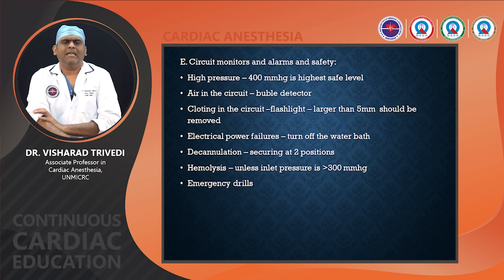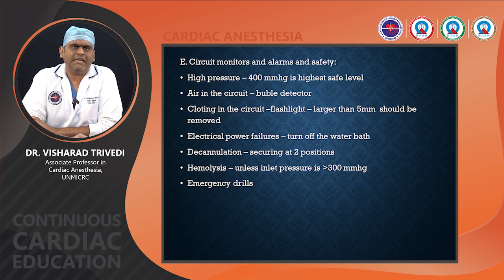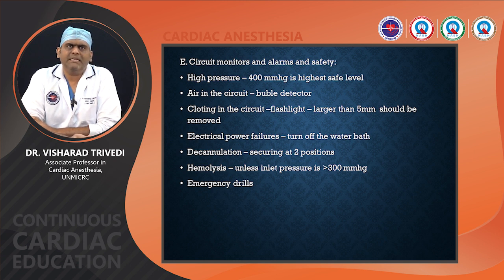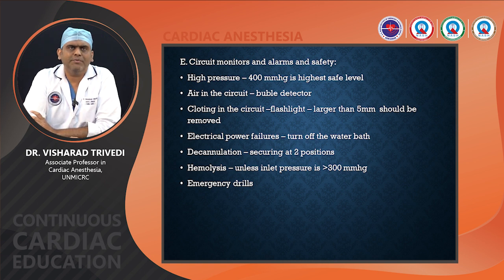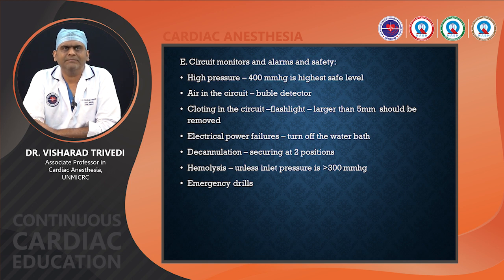Circuit monitors and alarms should be checked every day. One of the very important alarms is the high pressure alarm. In case of kinking, clotting or some kind of obstruction obstructing the flow in the ECMO circuit, there should be a high pressure alarm, which should be kept around 400 mmHg, which is a safe level at the highest. Air in the circuit can also be seen from the bubble detector. Clotting can be seen by the flashlight.